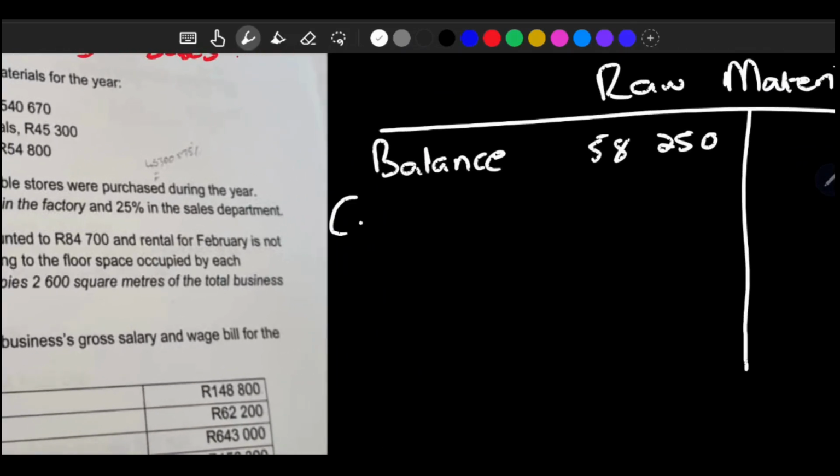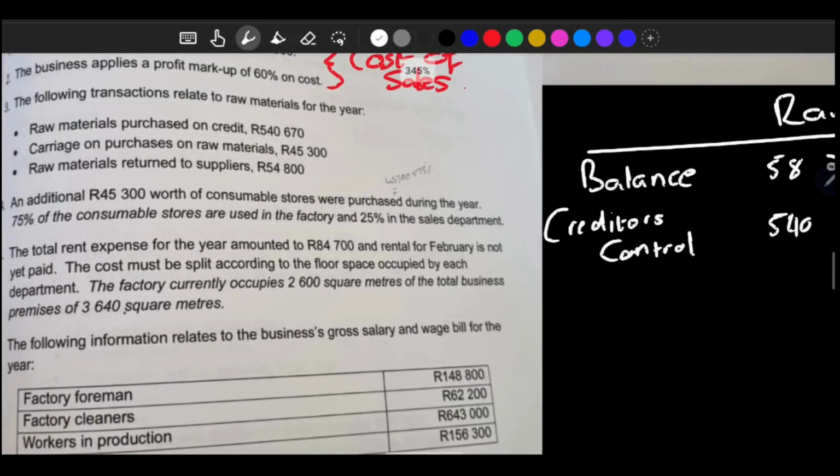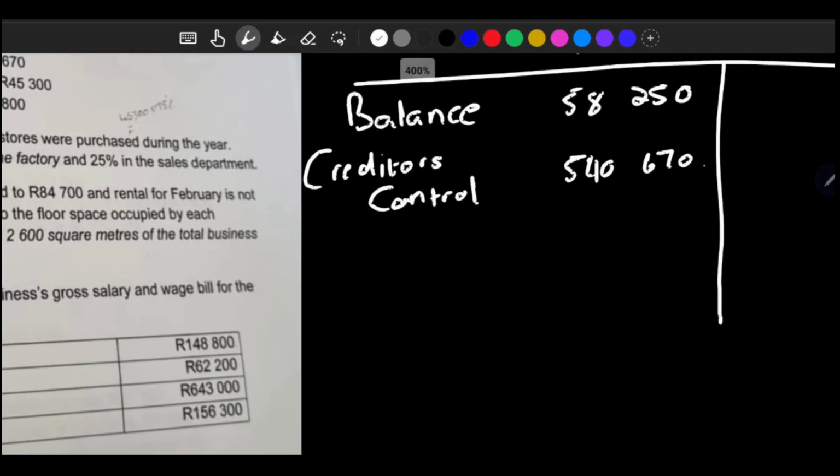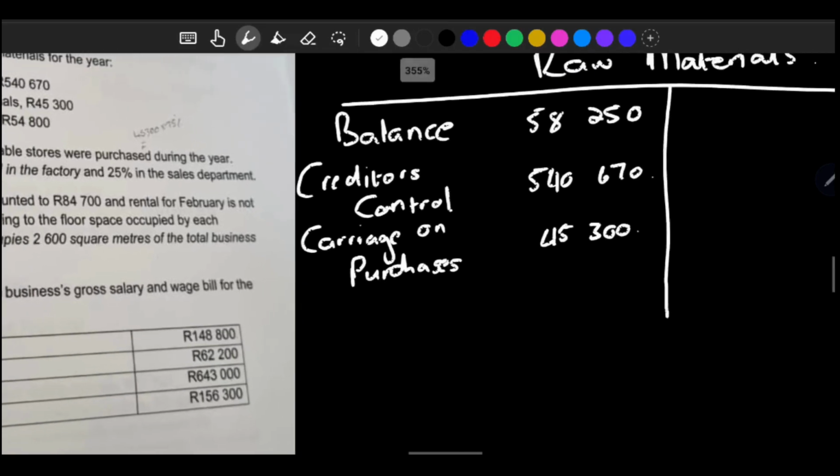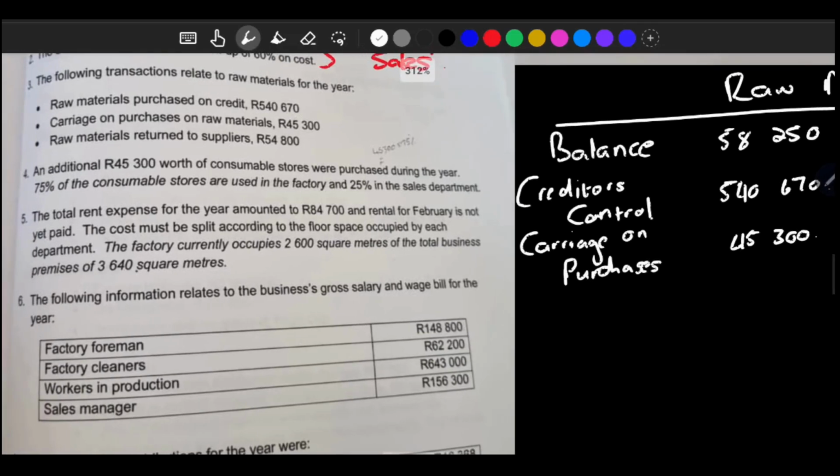Then we have our raw materials purchased on credit for 540,670. Credit means creditors control, for 540,670, right? Then we have carriage on purchases on raw materials. We also add that as we want to know how much it cost us to get the materials to where they are now, to the company, right? So carriage on purchases, which is 45,300, right?